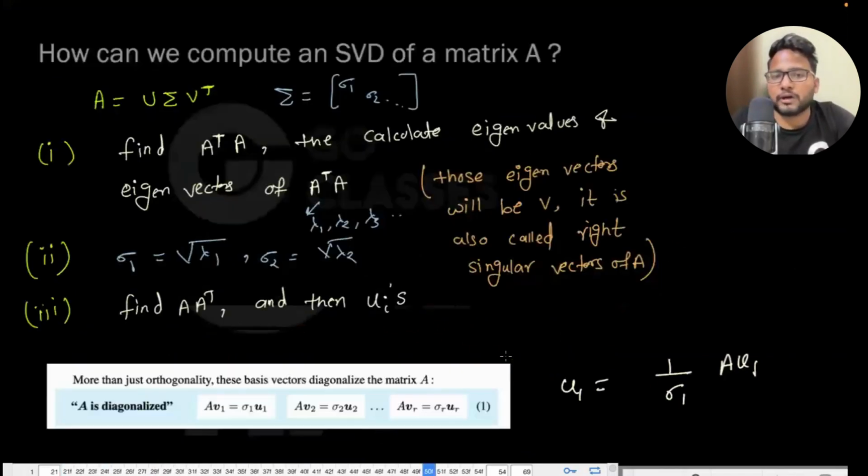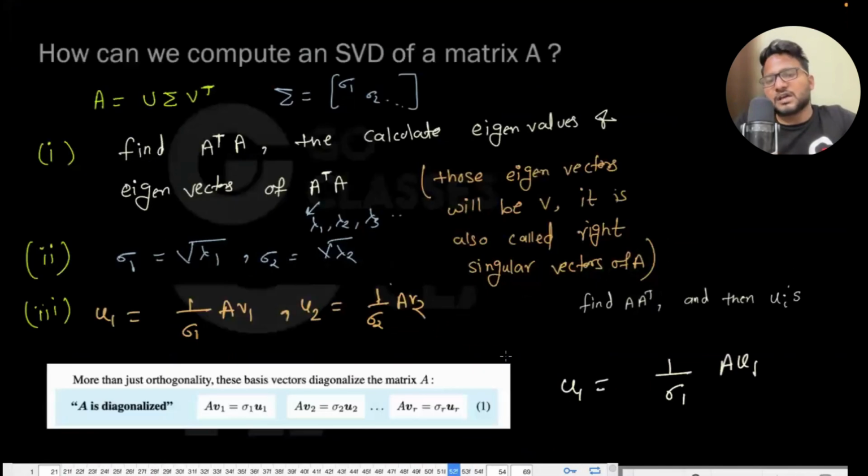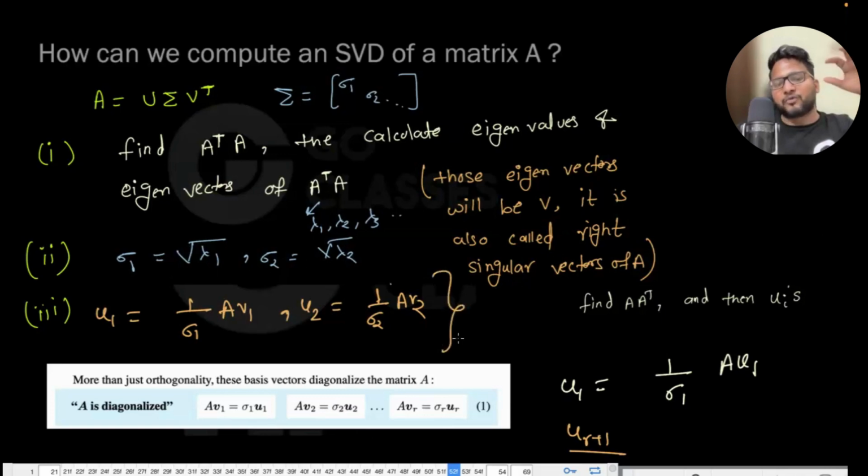So let's just solve some question. Maybe you will get to understand more. Let's just find the singular value decomposition of this. Yes, so Tejas is asking a very good question. Tejas is saying that up to u_r it is fine. What about u_(r+1)? Because in that case sigma_(r+1) is actually 0. Yes, you can't find it like this. I mean, from this you can't find it, but some help you can get.